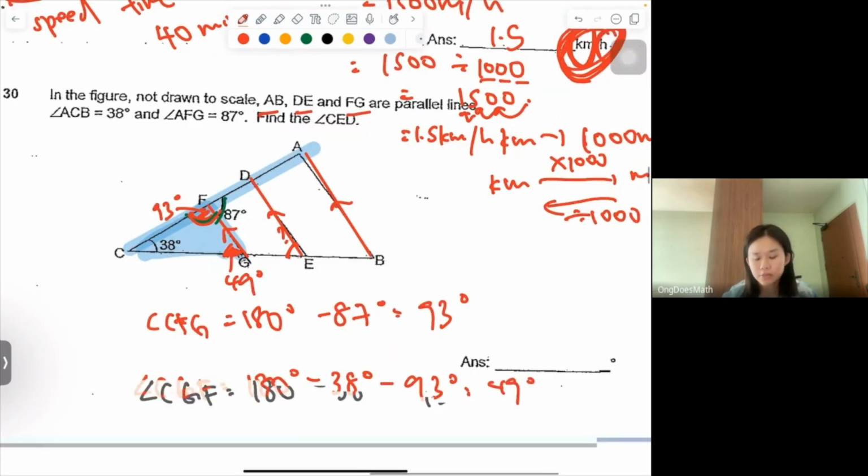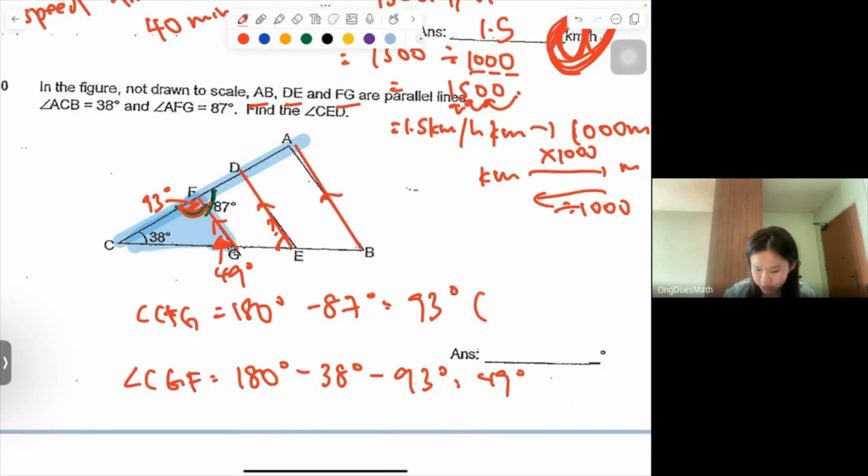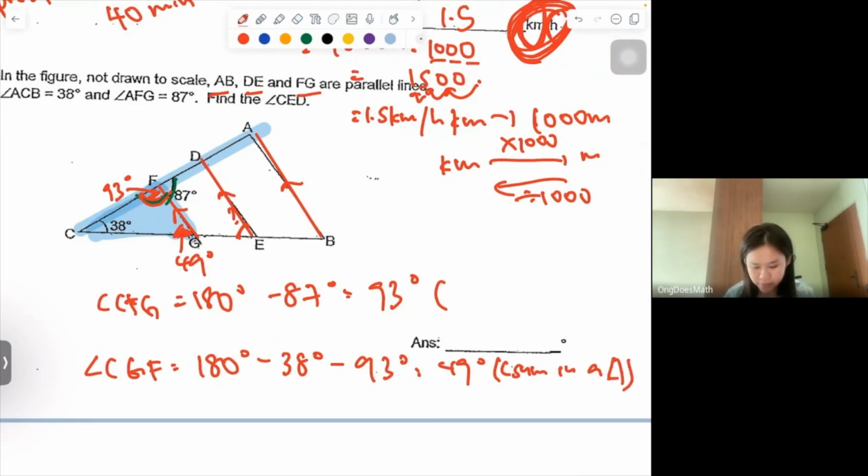Now I will write down the rules. So this is angle sum in a triangle. This angle was adjacent angles on a straight line.